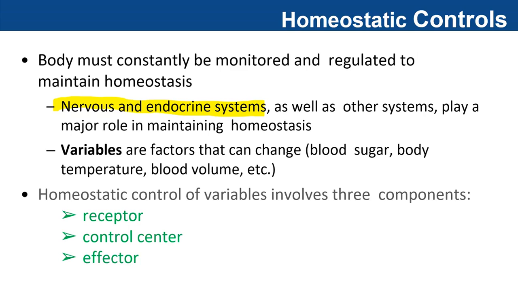And then we learned that every organ system plays a role in maintaining the constancy of the internal environment. However, the nervous and endocrine systems play a major role. Our body must constantly be monitored and regulated to maintain homeostasis. All homeostatic control mechanisms have at least three components: a receptor, control center, and effector.